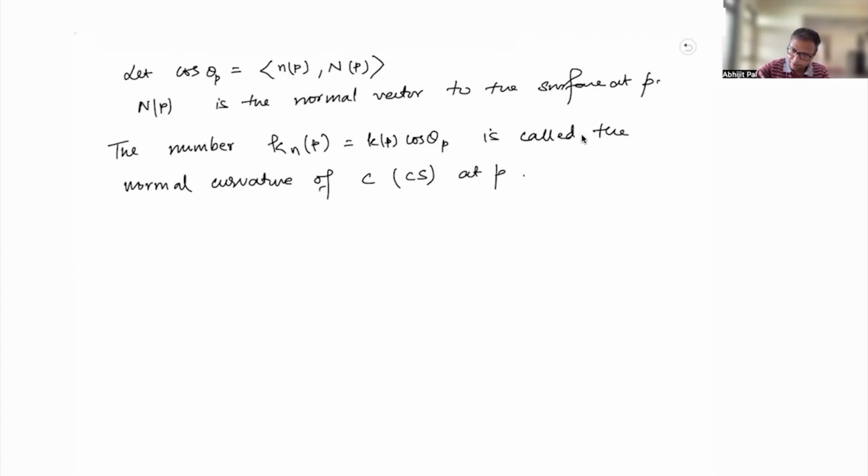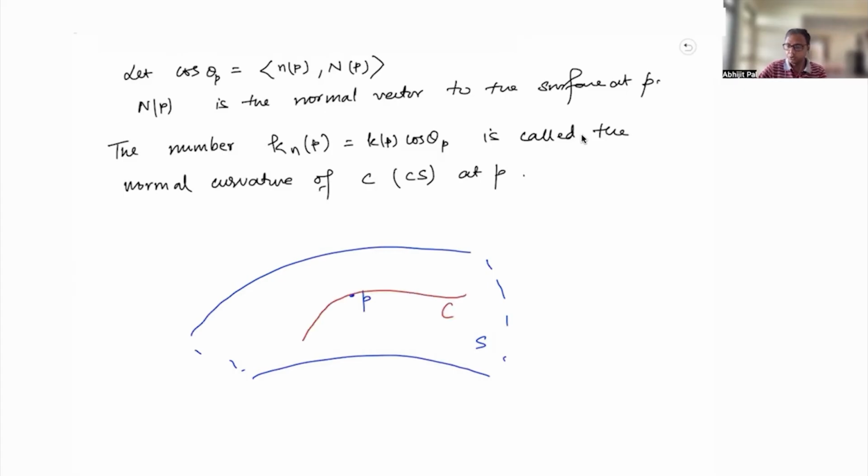Okay. Let me draw a picture. Suppose this is my surface S, and let us take a point P. And we have a curve C passing through this point P. Now, we have two vectors at this point P. One is normal to the surface, that is capital NP, and one is normal to this curve, small np, which is also orthogonal to the tangent vector to the curve at the point P. So let me draw this tangent vector to the curve. Let us call it C prime 0.